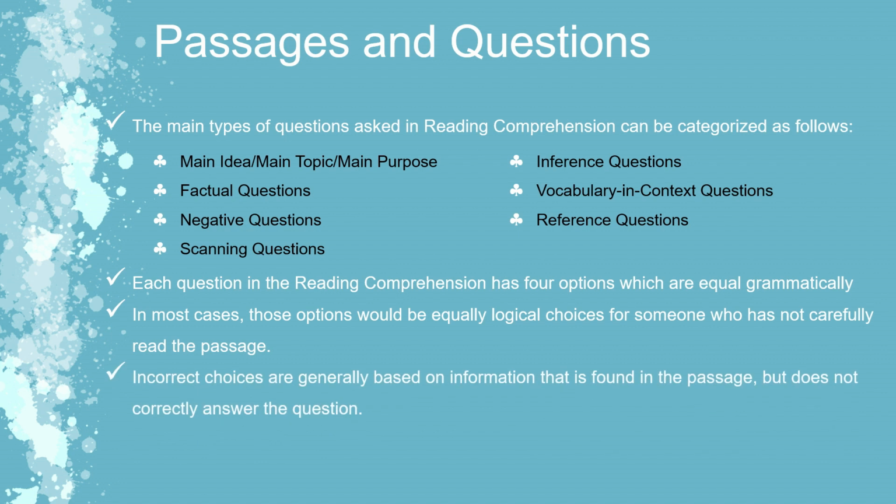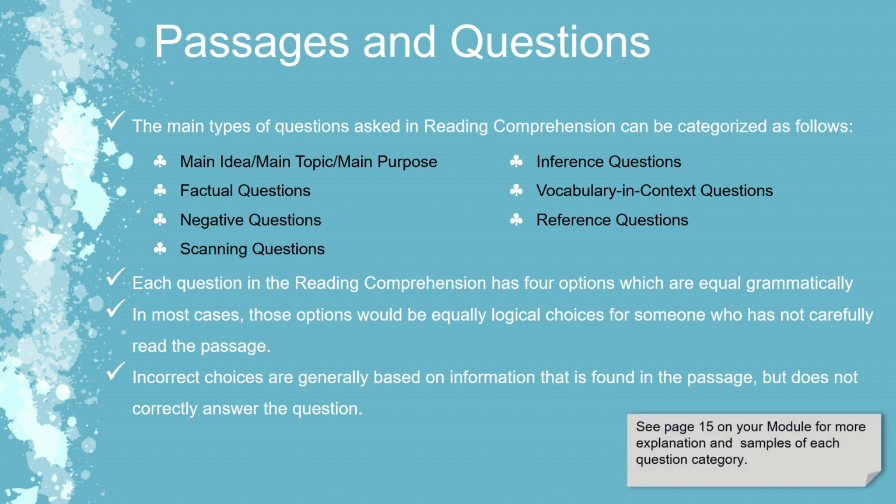And incorrect choices are generally based on information that is found in the passage but does not correctly answer the question. Like I said before, that might be logical and might be stated in the passage, but that does not correspond with the correct information. So you have to be very, very careful in choosing the correct answer. See page 15 on your module for more explanation and samples of each question in each category.